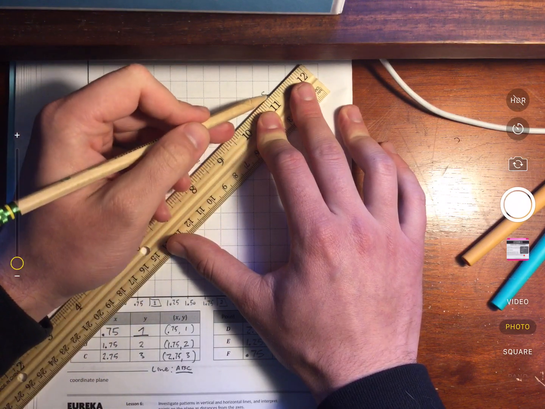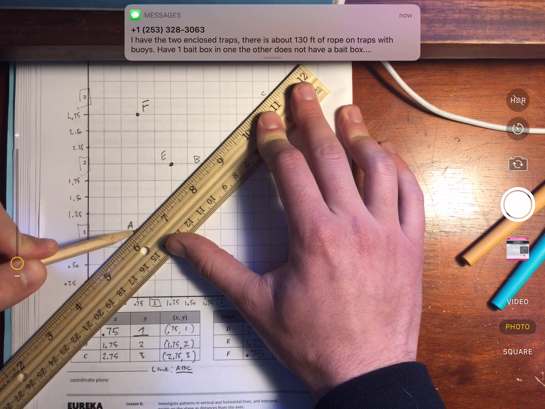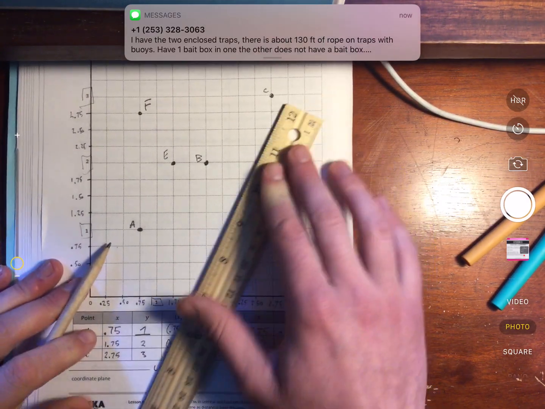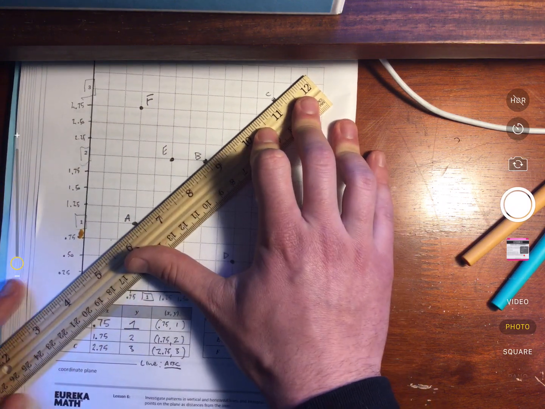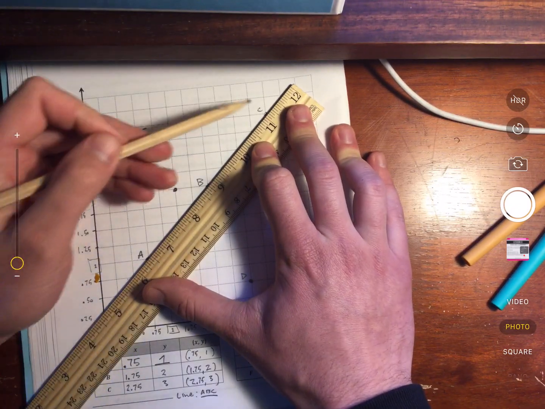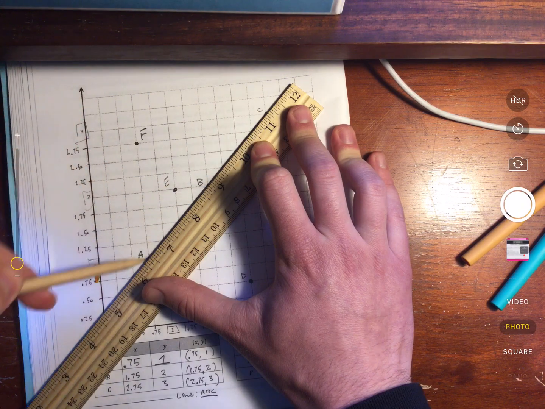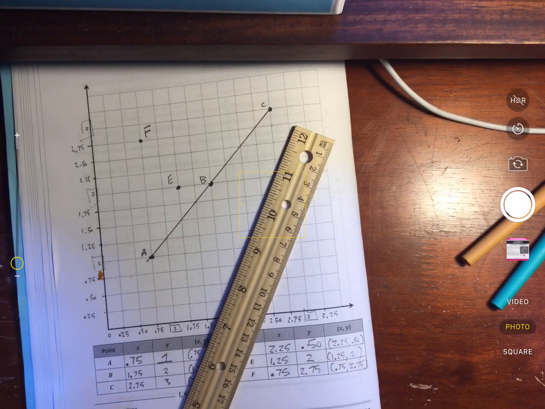Okay, I'm going to use my handy dandy straight edge. We're just going to go down and stop right there. And that apparently didn't put anything down. I might need to sharpen my pencil. So A, B, and C. Okay, all right, and I've connected those.